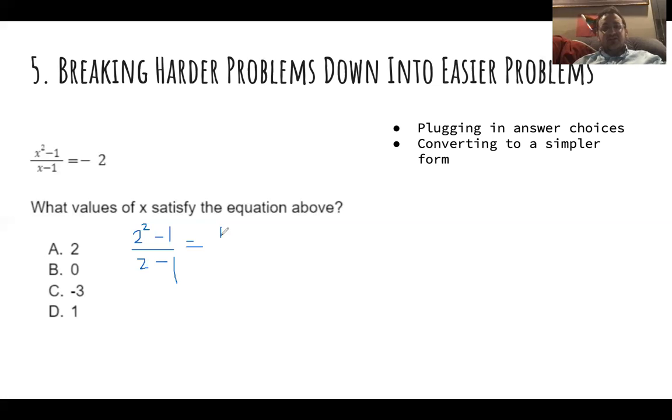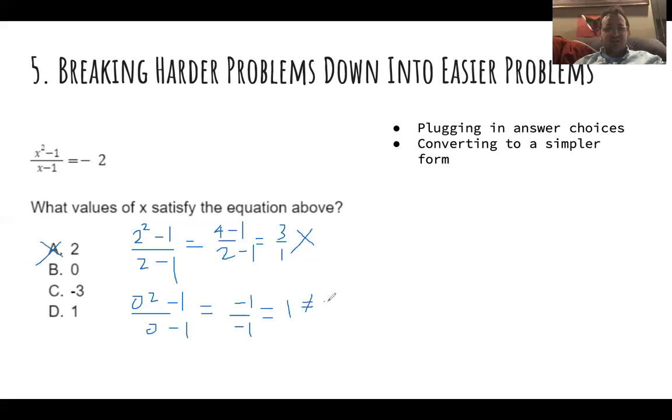So this is going to get us to 4 minus 1 over 2 minus 1. That's going to get us to 3 over 1. That's not an answer choice. Then I could try 0 squared minus 1. That equals 1, which is not equal to -2. So you can forget about that one as well.